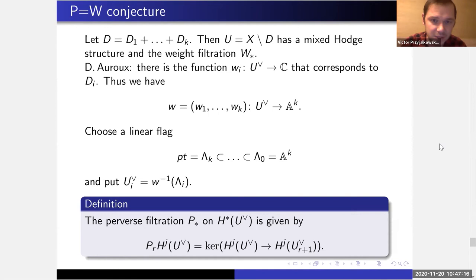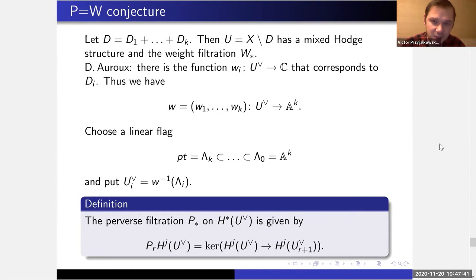There is a construction that assigns a function to each component of the boundary of the anticanonical divisor. Putting them together, we have a map to k-dimensional affine space. So we have k functions and a map to k-dimensional space. Now we construct a filtration on cohomology using this.